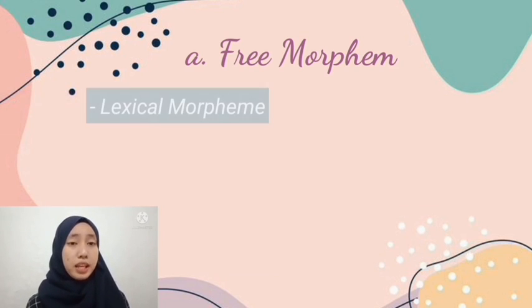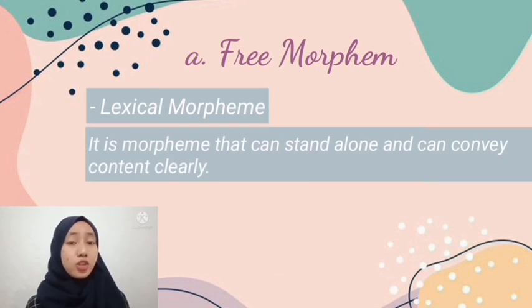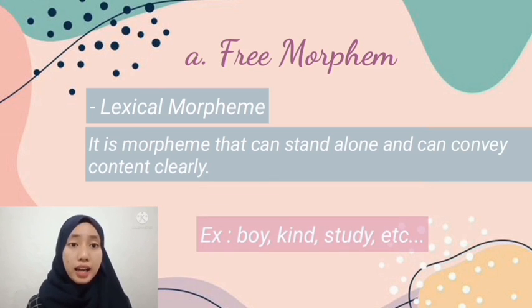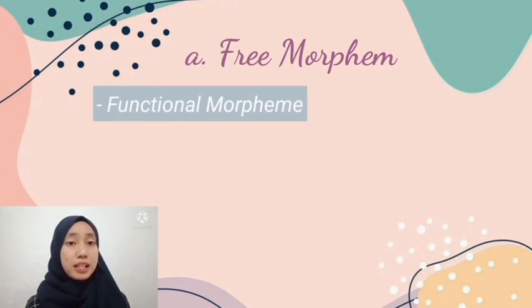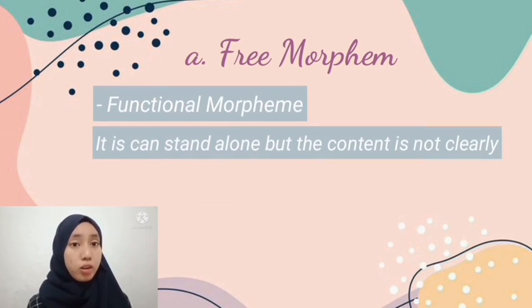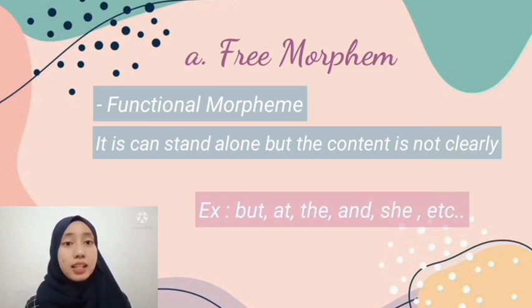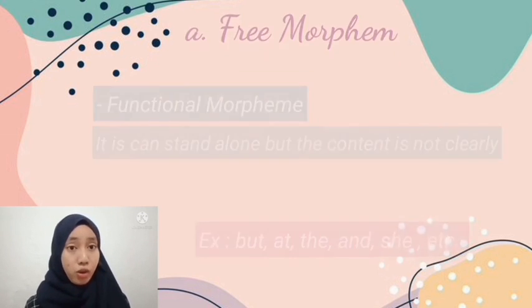The lexical morpheme is the morpheme that can stand alone and can convey content clearly. Examples are boy, kind, study, and etc. The functional morpheme is the morpheme that can stand alone but cannot give the content clearly. Examples are at, the, and, she, and etc.